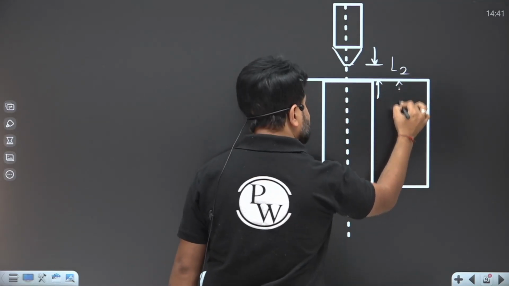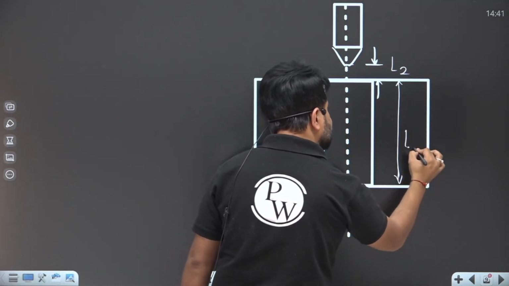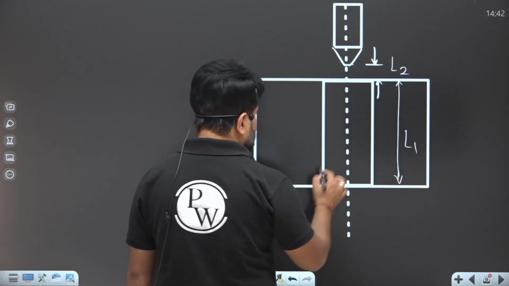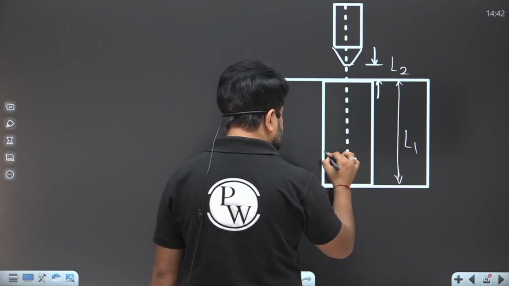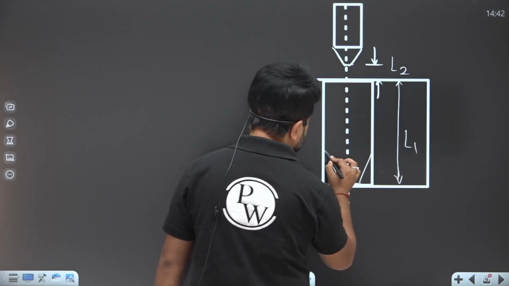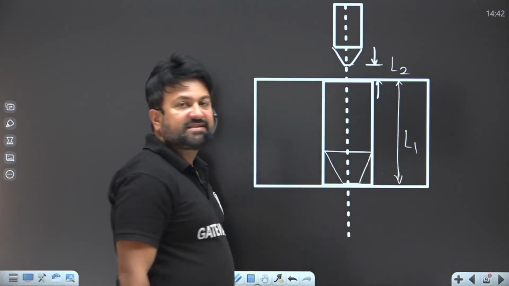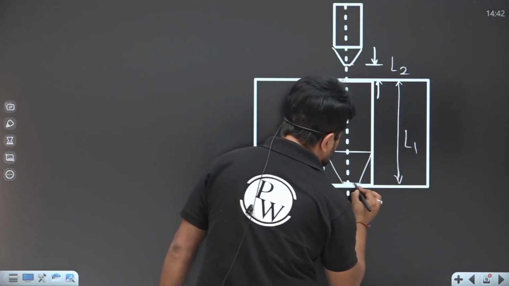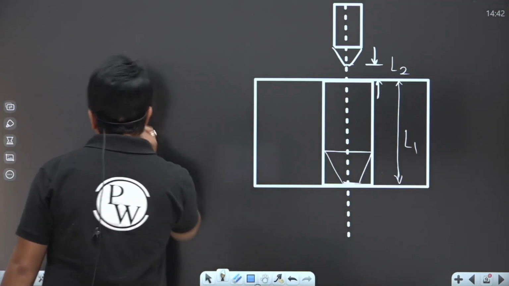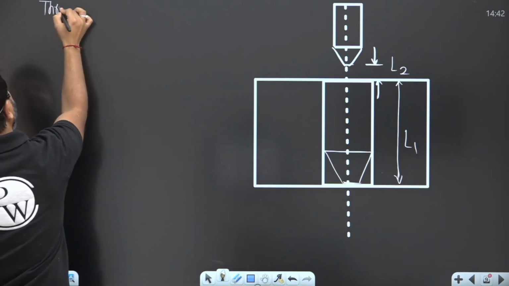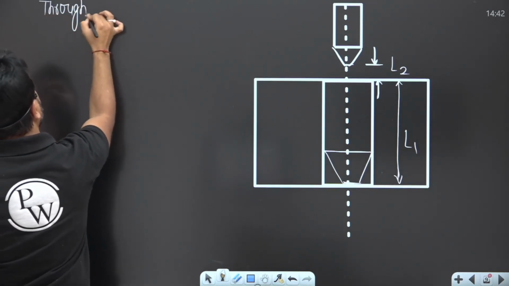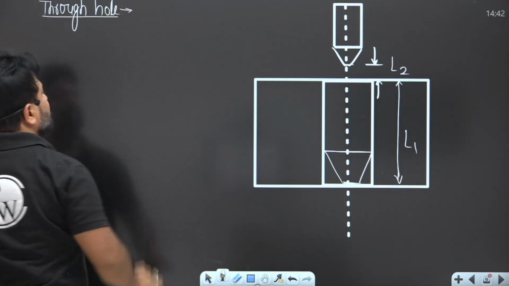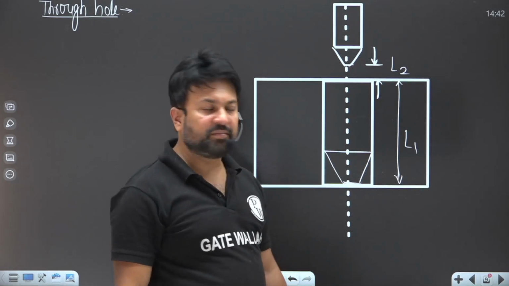Now this length is known as the workpiece length. Let's say it is L1. Suppose the drill tool is going to reach the end. Now tell me, is the drill completed? Basically I'm talking about the through hole, my dear. Here in case of a through hole, the drill is not completed yet.